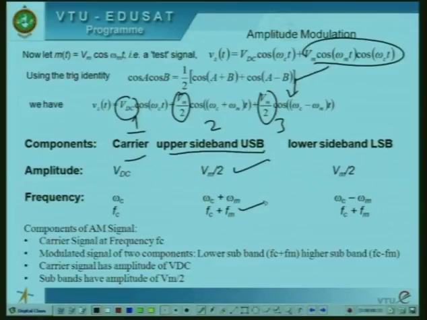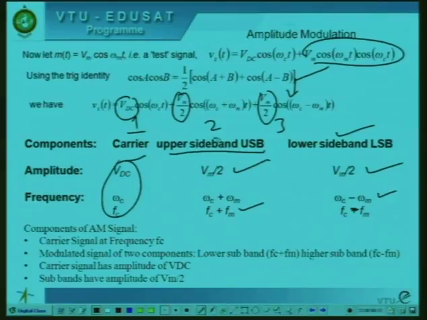The third component, called the lower sideband, has an amplitude of Vm by 2 and a lower frequency, omega c minus omega m, or rather, there is a mistake here, it is Fc minus Fm. These are the three components of an amplitude modulated signal. Let me summarize. After modulating the incoming signal by a carrier, the three components we come across are the carrier frequency and amplitude, the upper sideband and the lower sideband. These are the three important components after performing modulation, right? Okay, good.